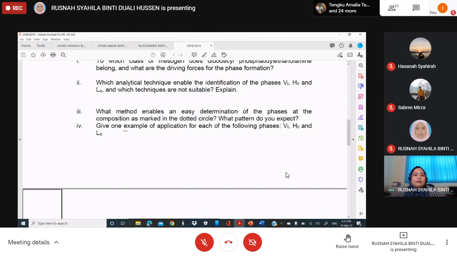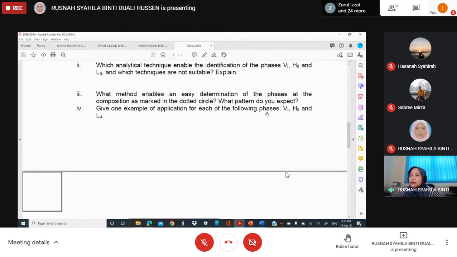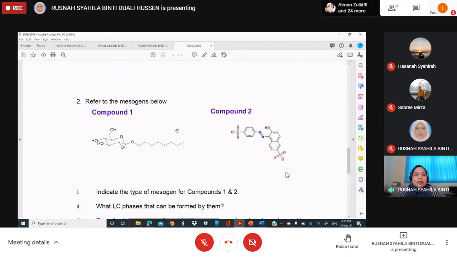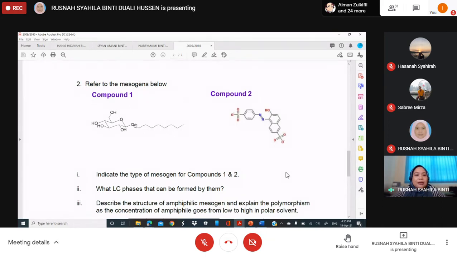Okay, give one example of application for each of the following phases. Actually, for that part, I would say that I'm happy with all of your answers. Okay. Now we go to the second question. Okay, I provide you 2 mesogens, compound 1 and compound 2. Okay, so I want you to identify what type of mesogen that is.